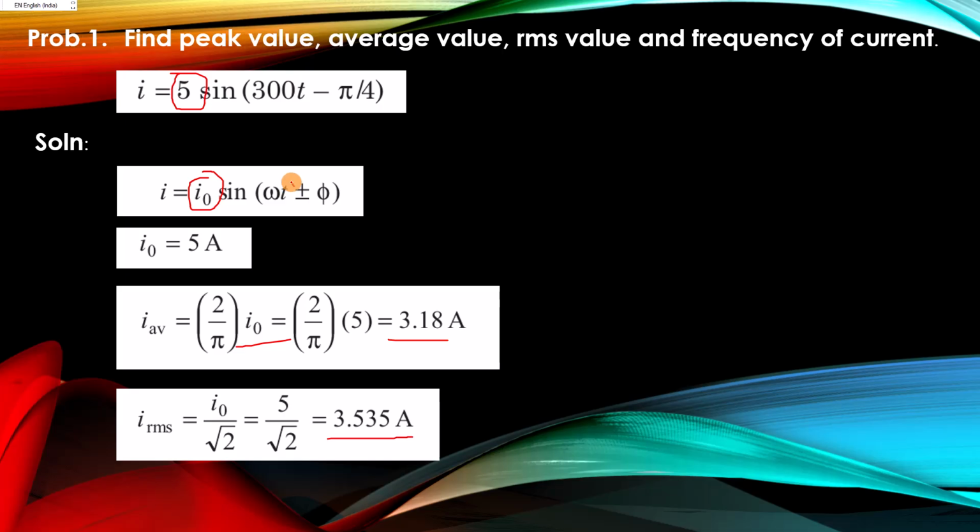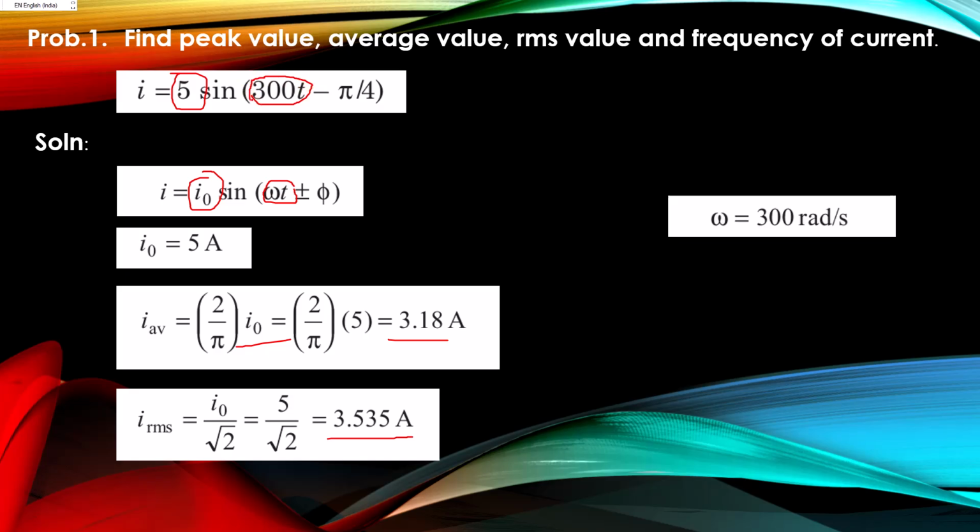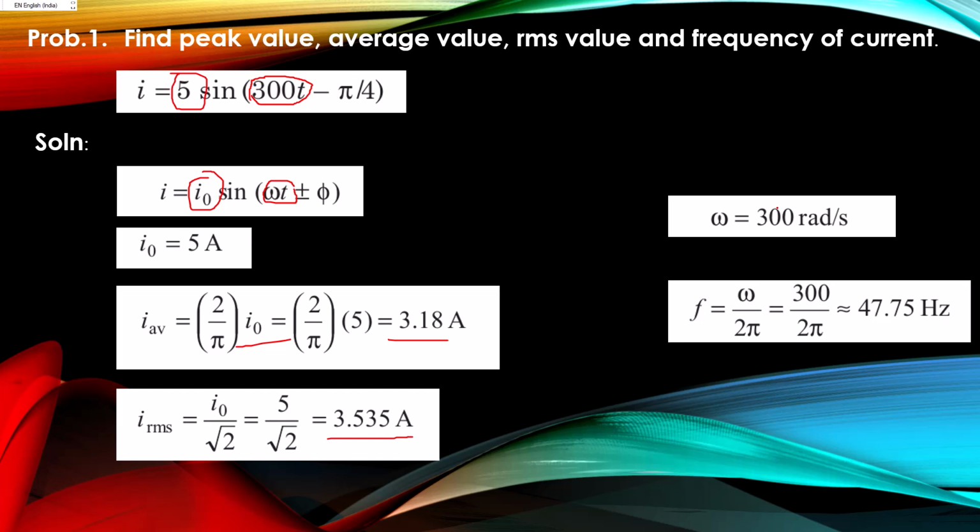When we compare omega t with 300t we get omega equals 300 radian per second. Correspondingly the frequency omega by 2 pi is 47.75 Hz. Now I want to say here, in our country India, the domestic supply frequency is 50 Hz.